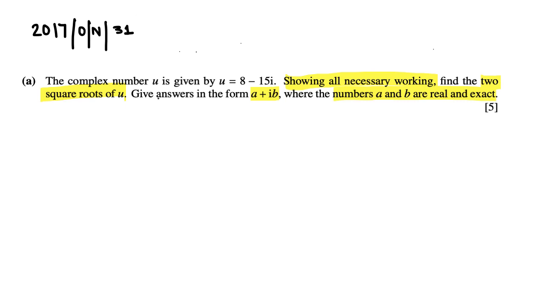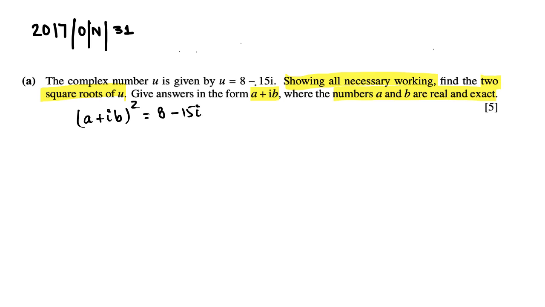What they are saying is give your answer in the form of a plus ib, which means that the square root of 8 minus 15i would be in the form of a plus ib, where we don't know the value of a and b right now. So we'll start with the standard way of solving this kind of question. I can say (a plus ib) whole square should be equal to 8 minus 15i.